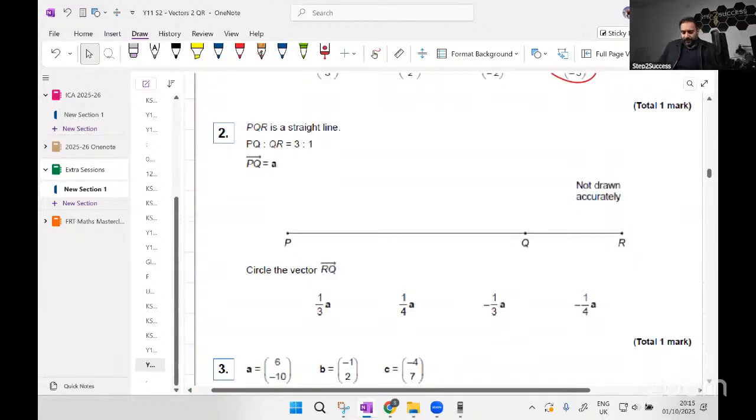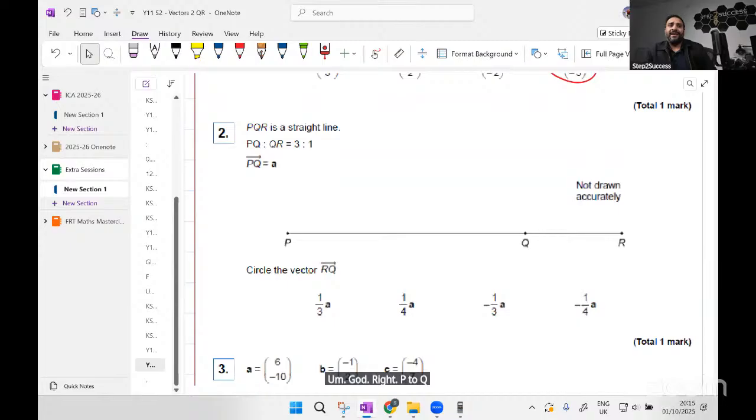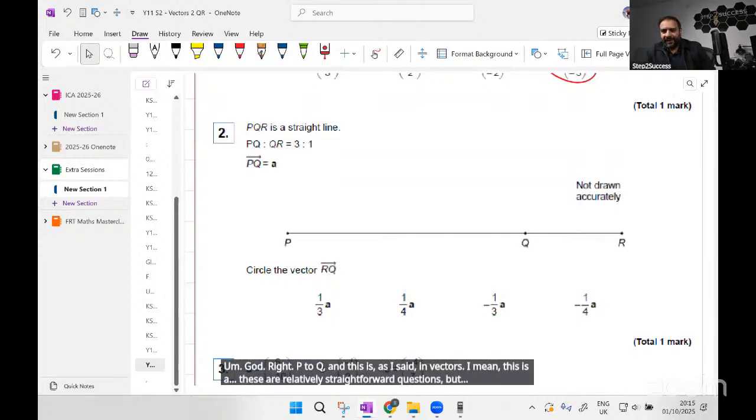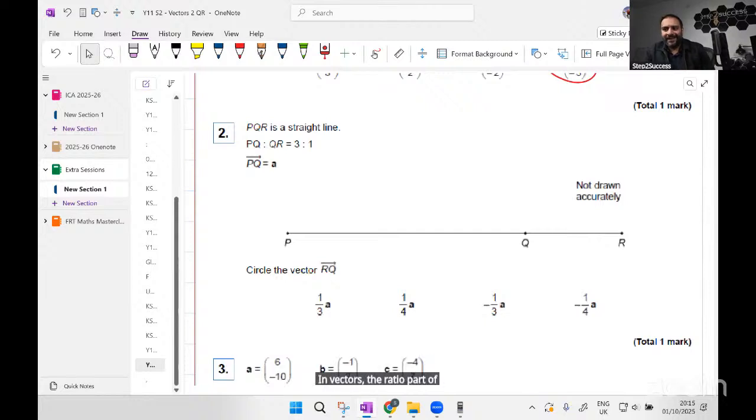Right. P to Q, and this is, as I said, in vectors. I mean, these are relatively straightforward questions, but in vectors, the ratio part of vectors is the worst part of vectors. So it tells you that PQR is a straight line. P to Q to R is 3 to 1.